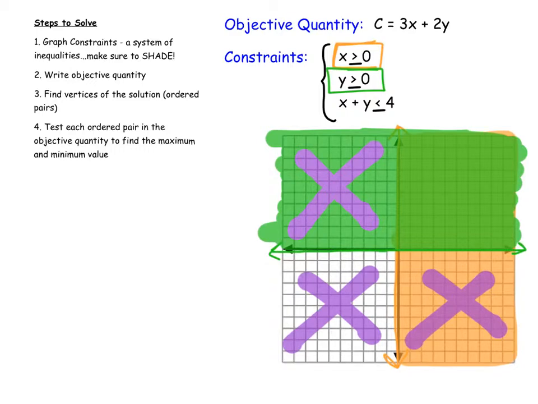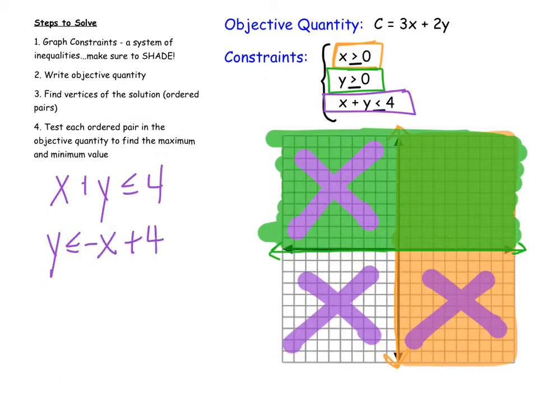And last but not least, we have x plus y has to be less than or equal to 4. In order to graph, we have to solve for y. So y has to be less than or equal to minus x plus 4. So 1, 2, 3, 4, minus x. And I can go ahead and make my line.